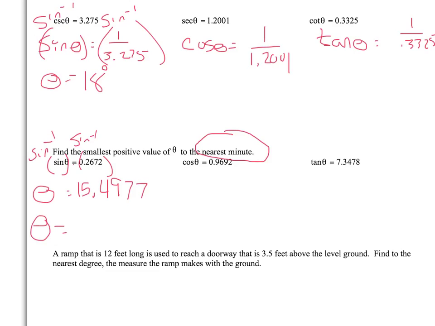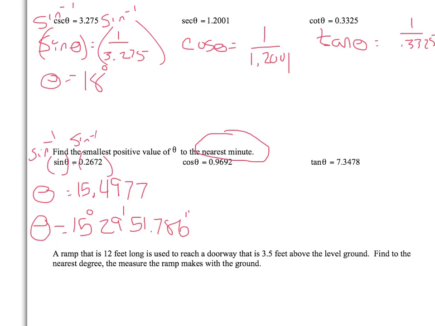You're going to type second angle or second apps. Number 4 is your DMS button. And when you type that, it's going to give you a value. Let me type it. Hold on one sec. So inverse sine of 0.2672. And then second apps, number 4. We get something like 15 degrees, 29 minutes, and 51.786 seconds.